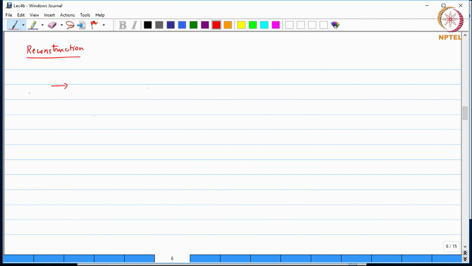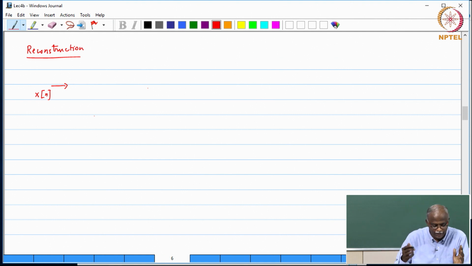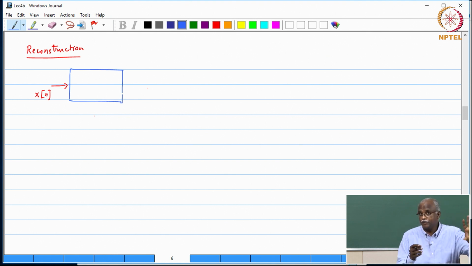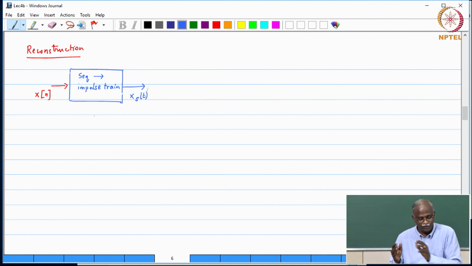So the basic underlying system is that I have a sequence x of n, I must reconstruct it into a continuous time signal xr of t, and the steps that we would need to take. The first step is that I need to go from the discrete domain, where I am representing in terms of numbers, a sequence of numbers, to something in continuous time. So from a sequence we need to convert it into an impulse train. Once you have it in the form of an impulse train, then it is a continuous time signal, let us call it xs of t.